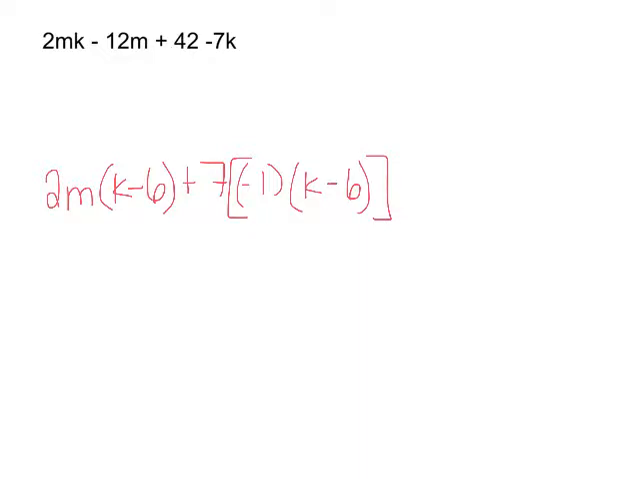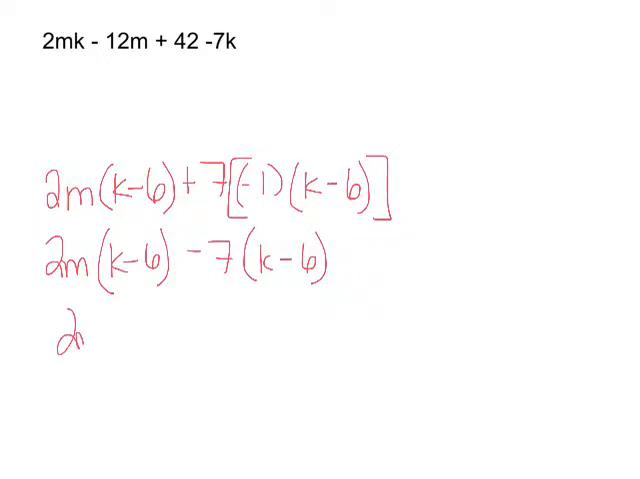And I just need to simplify, so I have 2m times k minus 6 minus 7, because a 7 times negative 1 equals negative 7, and then I have k minus 6. And I'll still follow my same rules. I'm just going to combine what's on the outside of my parentheses. So I have 2m minus 7, and then k minus 6.